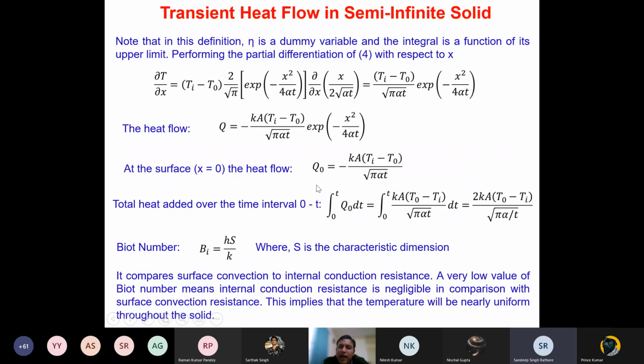Now this Q naught I can integrate over time to calculate the total heat added over the time, isn't it? So if I integrate Q naught dt, in this equation, remember, this t is variable here, so I can take everything out, but this under root t dt by under root t will be there. So if we integrate that with respect to t from 0 to t, what we are going to get is 2 Ka.